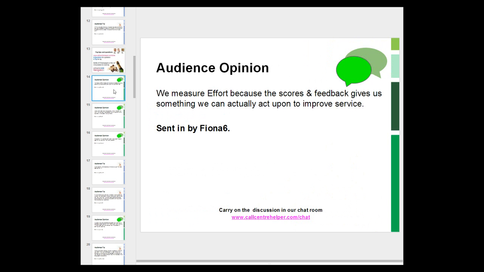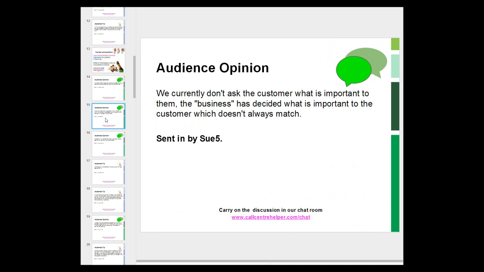Fiona says we measure customer effort because the scores and feedback give us something we can actually act upon to improve service, which I think is quite good advice. It's got to be measurable, but also actionable. Sue says we don't currently ask the customer what is important to them. The business has always decided what is important to the customer, and that doesn't always match. That's certainly a sad thing.